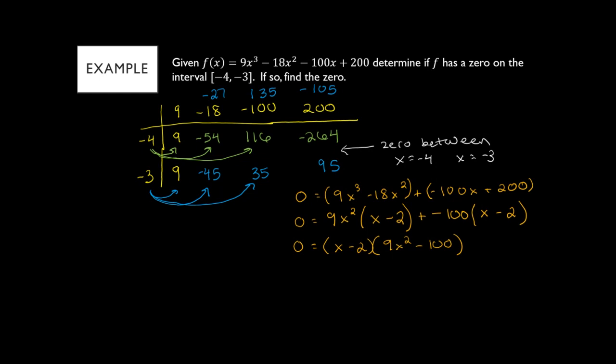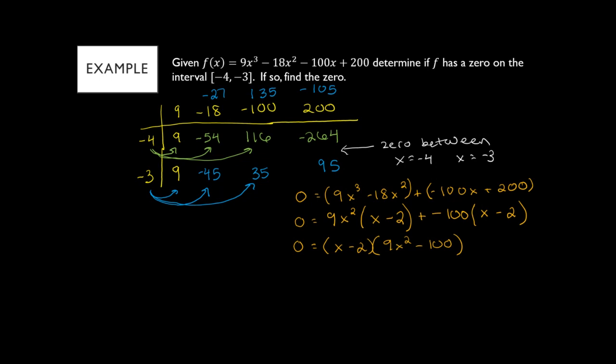So we've factored, but we have this 9x squared minus 100. We need to keep factoring. So when you're solving a polynomial, you often have to factor multiple times because you want to get them all down to x plus or minus a number. We don't want to leave it with x squareds.